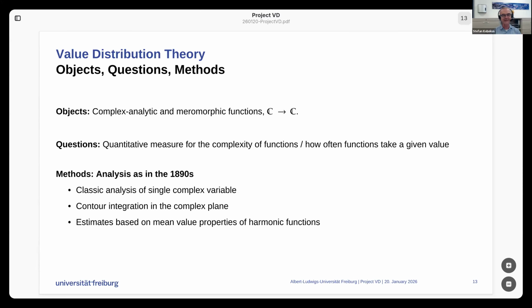And for me, this is also why I started with Project VD as my first project, because I thought this is something I can do without knowing too much about Lean, because I don't need to develop complicated notions. All I need is complex functions, complex numbers, and integrals, and those were already in place. So that made it a very good starting project for me.